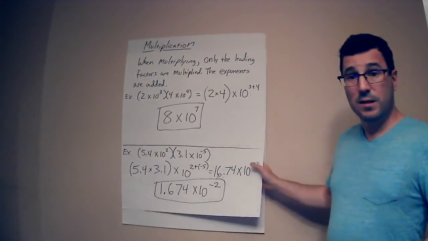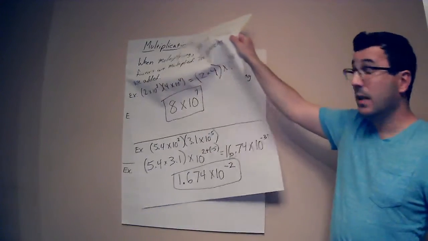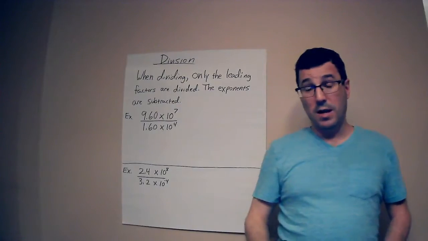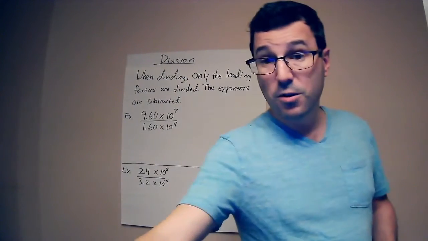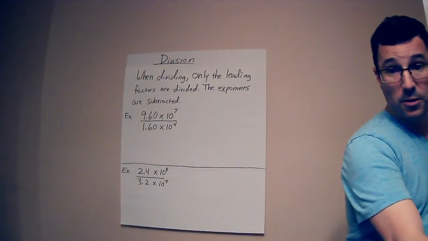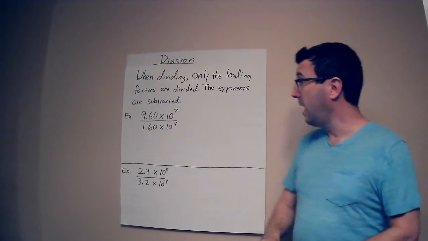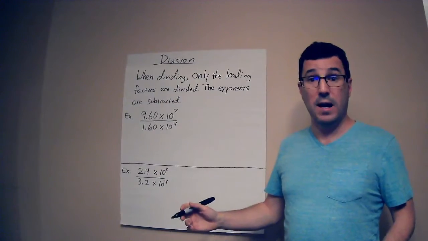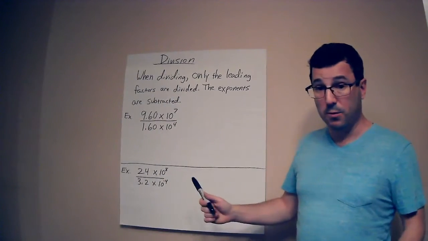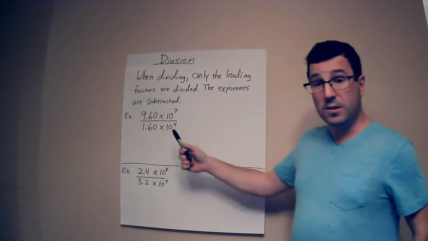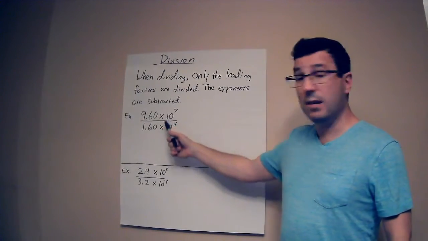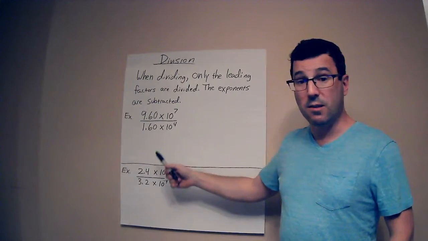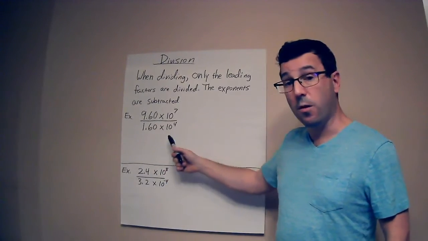Division, similar, okay? It's just that now, instead of us multiplying our leading factors, we're going to divide our leading factors. And then with our exponents, we're going to subtract, because that's what we do when we divide powers. We subtract the exponents. So in our first example, we've got 9.60 times 10 to the 7th divided by 1.60 times 10 to the 4th.